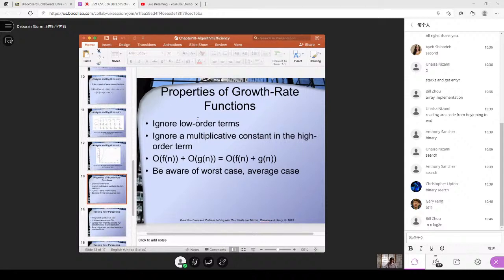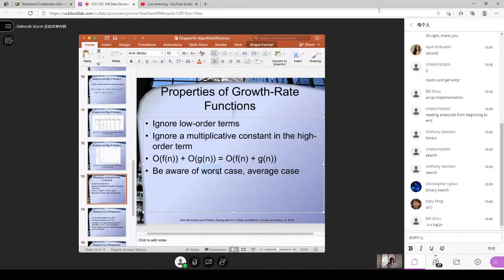Okay, and then here are the things that we've said before. Ignore the low order terms. Ignore, for example, if there's n squared minus n. Ignore a multiplicative constant in the high order term. So if it's 5n squared, we're going to ignore it. Okay, and we're going to be talking about worst case and average case.